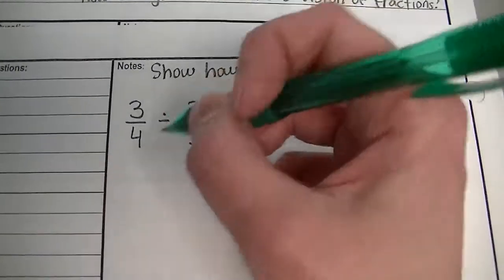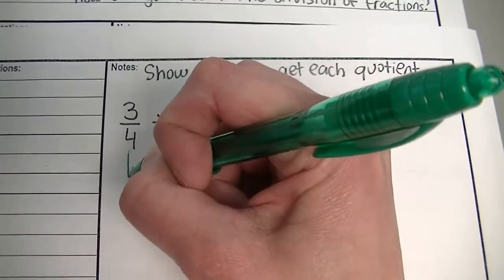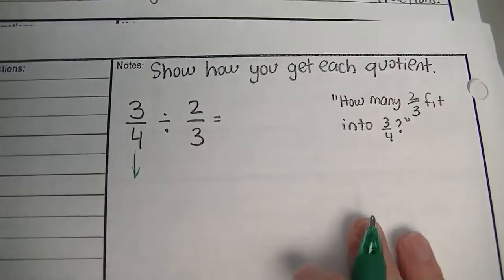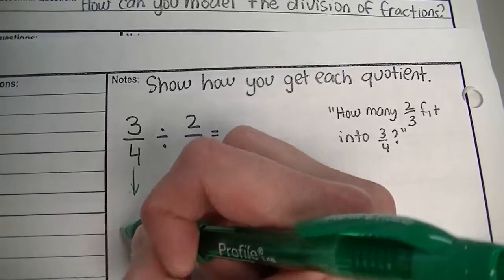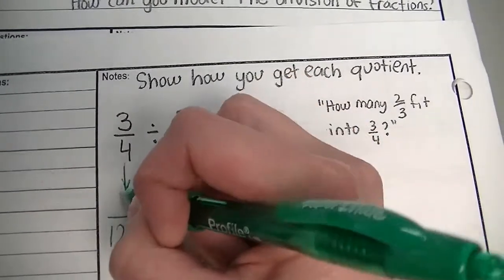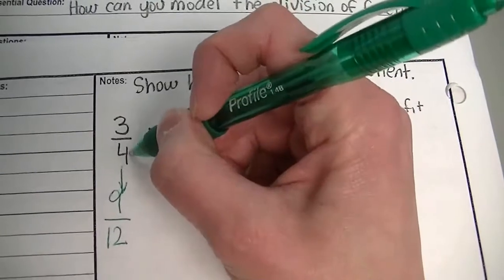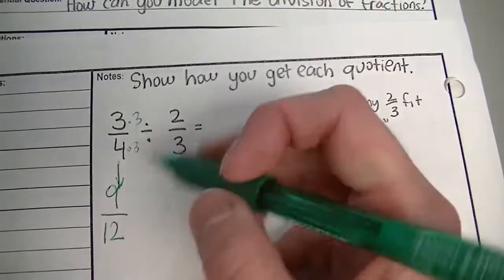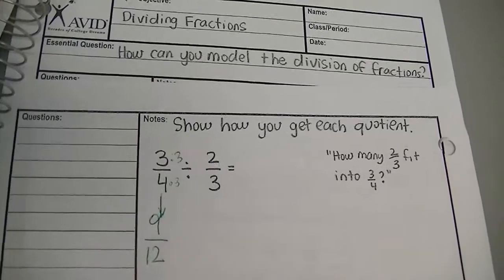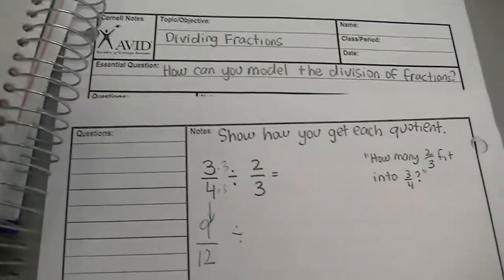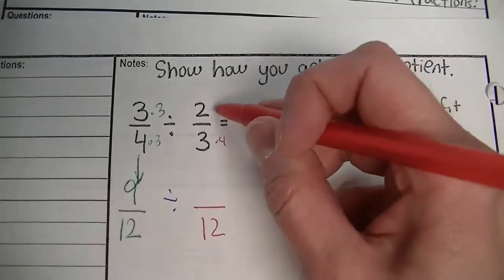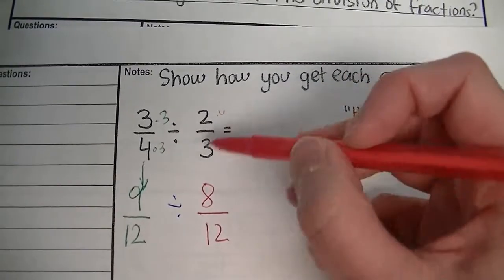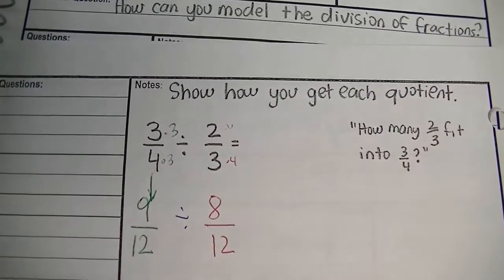So when I'm modeling it, the way I do it, I need to have a common denominator so I have the same size pieces here. The common denominator for this would be 12, so I'm going to make it out of 12. 3/4 is the same as 9/12 because I'm going to multiply the numerator and denominator by 3. And I'm going to divide it by 2/3, converted to a common denominator of 12, so that's times 4, so 8/12. 2/3 is the same as 8/12. Now I'm going to divide.